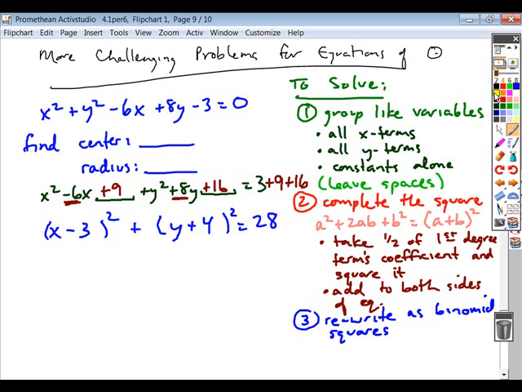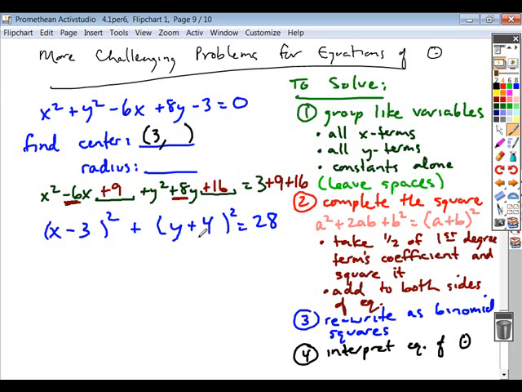And after you rewrite that as a binomial square, it's written in the equation of a circle form, so we're just going to interpret the equation of the circle, and that's our answer. So our center are the coordinates. What value of x gives you a 0 in here?